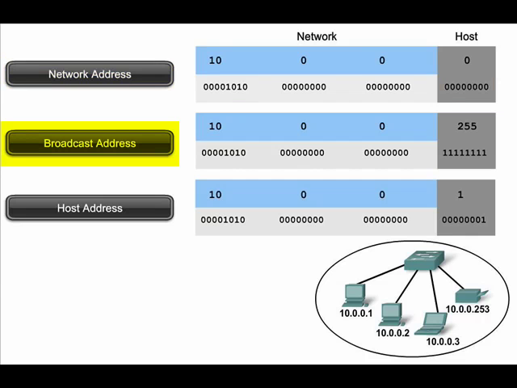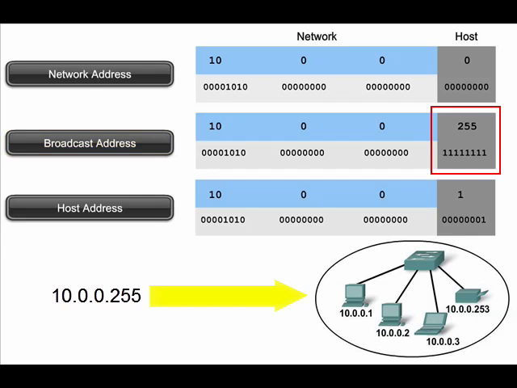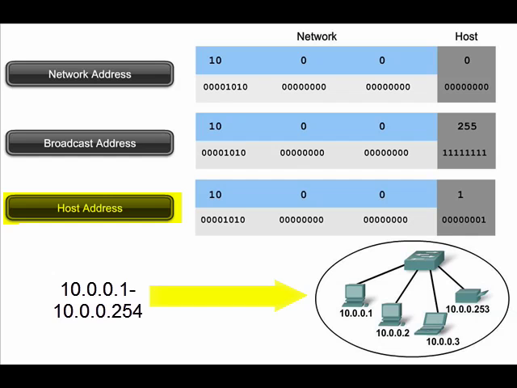The IPv4 broadcast address is a special address for each network that enables communication to all the hosts in that network. To send data to all hosts in a network, a host can send a single packet that is addressed to the broadcast address of that network. The broadcast address has all ones in the host portion, as seen here. The broadcast address in this case is 10.0.0.255. Host addresses are used to uniquely identify end devices on a network.